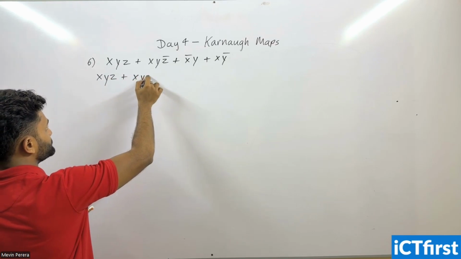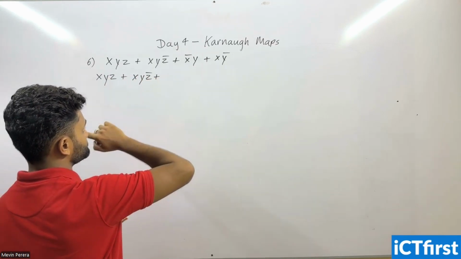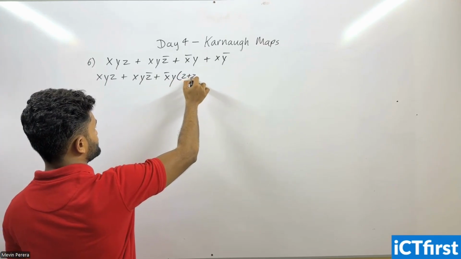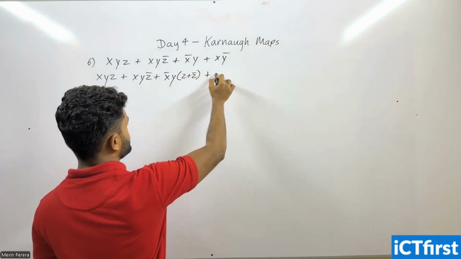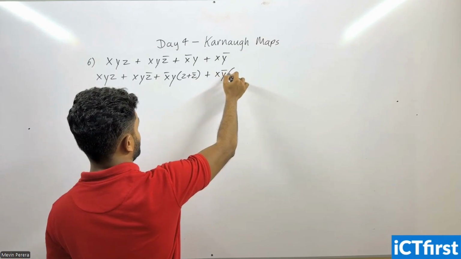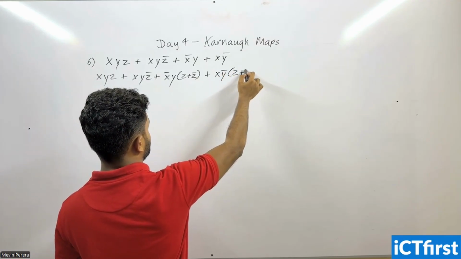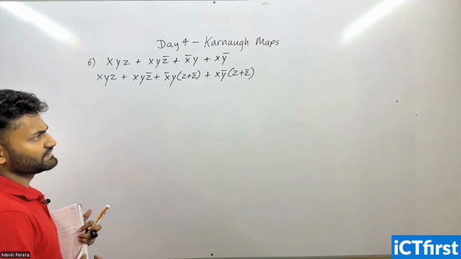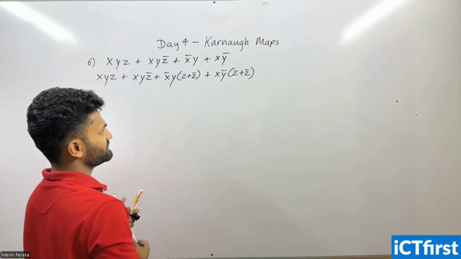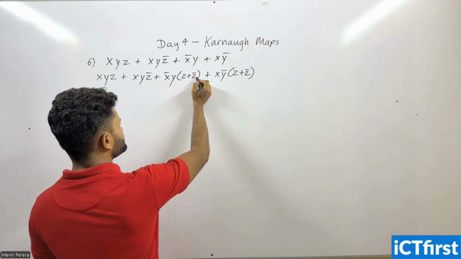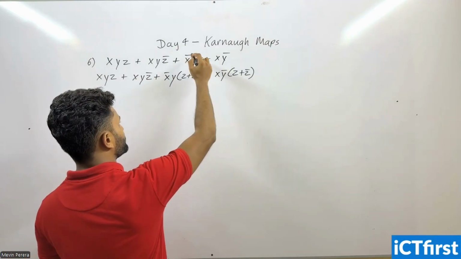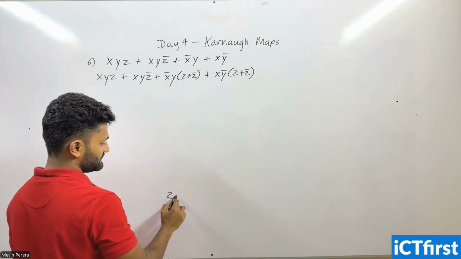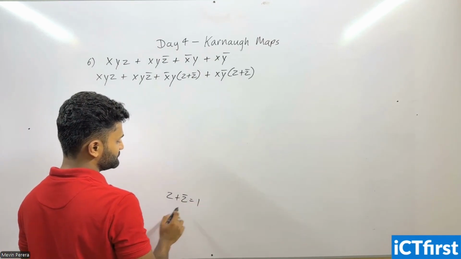Now, how are we supposed to standardize? So, Z plus Z bar, plus X Y bar, plus Z plus Z bar. Is there anything wrong here? Does putting it like this cause any problem? Why? Z plus Z bar is like 1, right? We have learned it in Boolean algebra. We have learned Z plus Z bar is equal to 1.